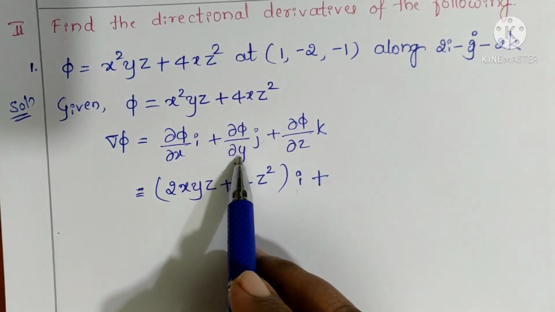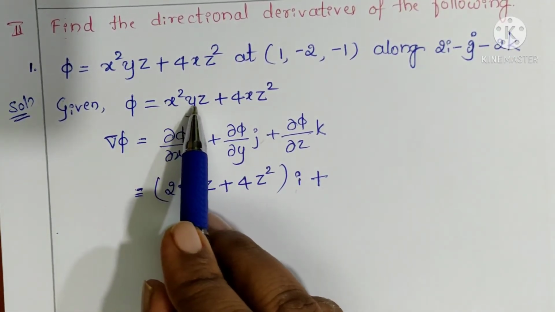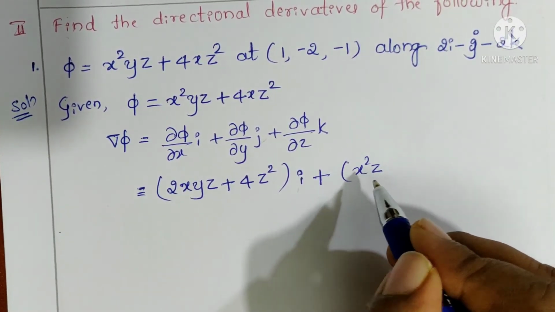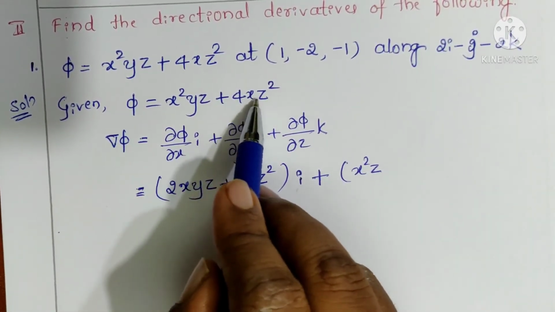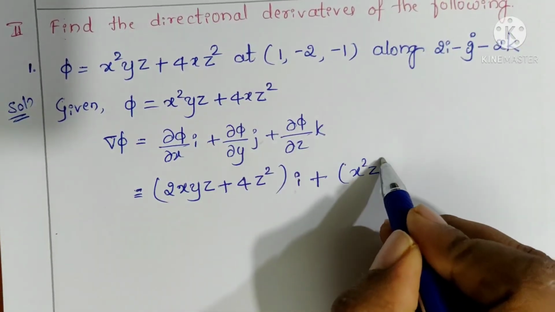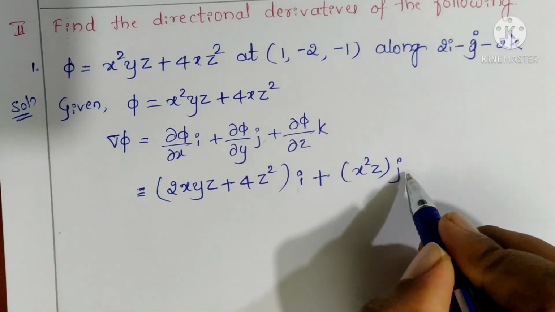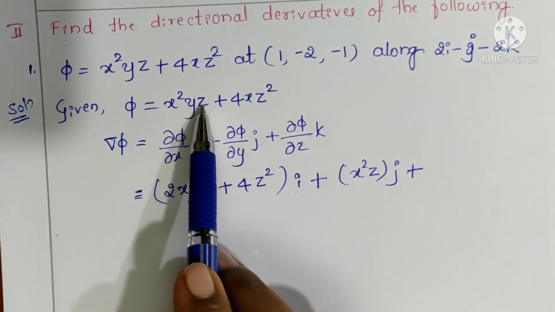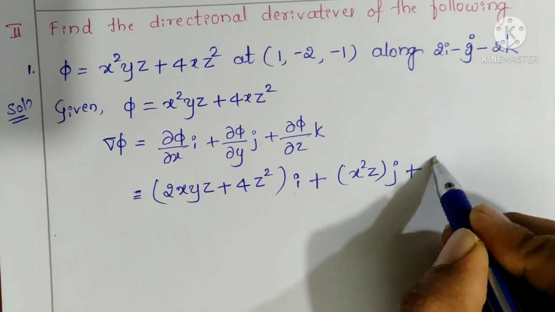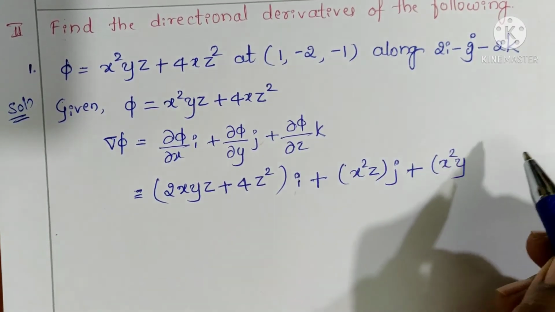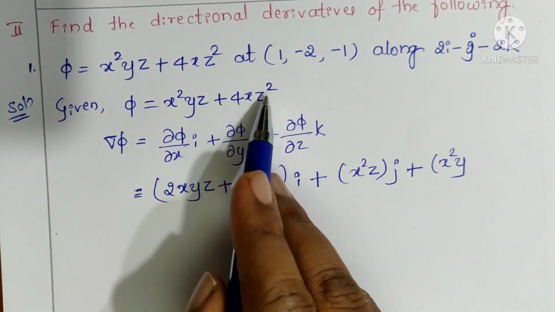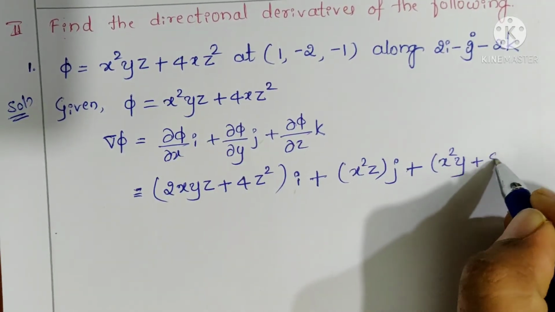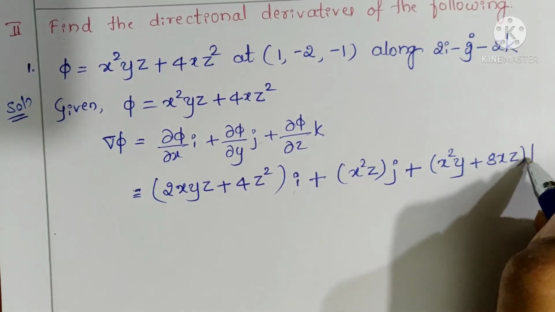Now differentiate partially with respect to y. So here we have y, so it is 1. So x square z. Now in this second term we don't have any y, that's why it ends here. So it is j plus differentiation with respect to z now. So here we have z, it is 1. So x square y, again 4x, differentiation of z square is 2z. So it will be 2 into 4, 8, plus 8xz into k.